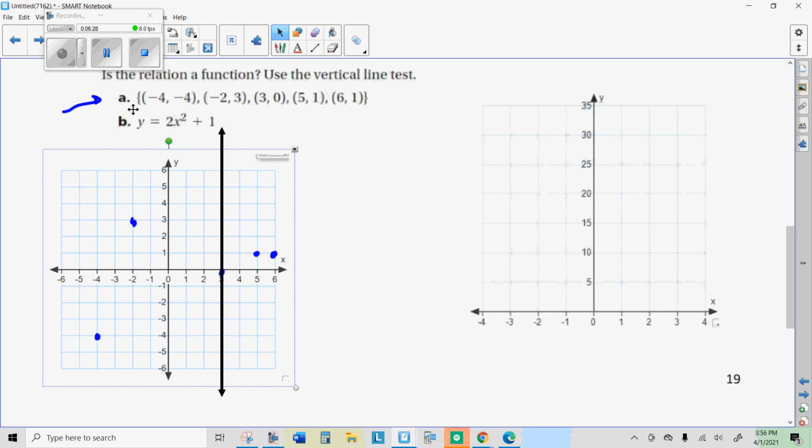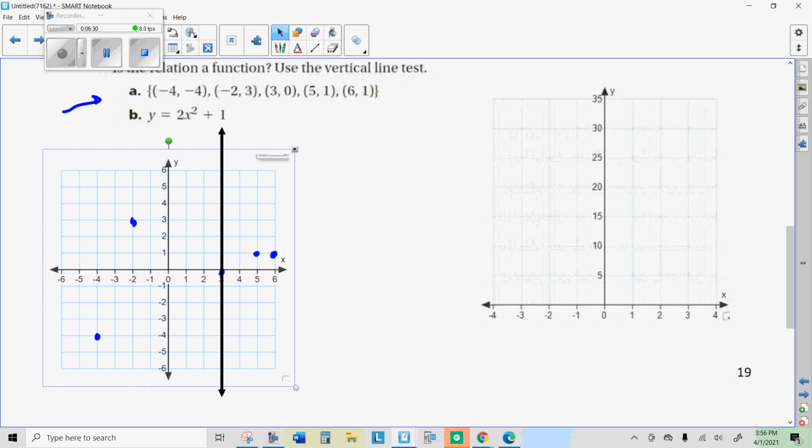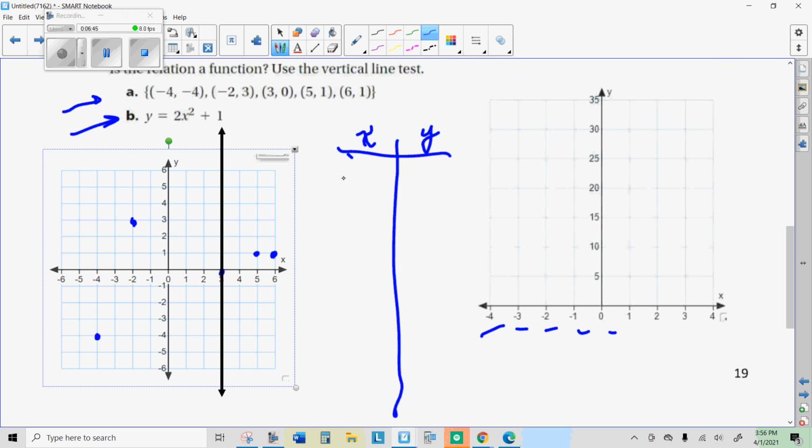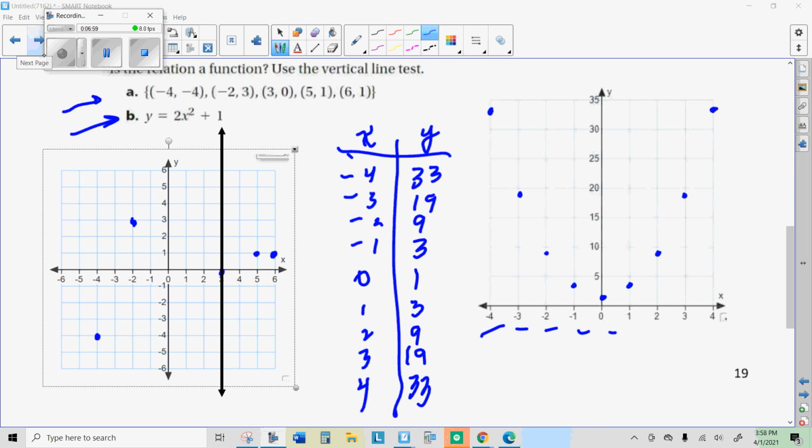Okay, now to create this other function, part B here, what we're going to do is make a quick little table using these x values as our input. So I'll let you go ahead and do that, see if you get them right. Before you graph them, you might want to check with what I have just to make sure you're doing them right. So we're going to do -4, -3, -2. And then we're going to use the vertical line test. So go ahead and find those outputs.